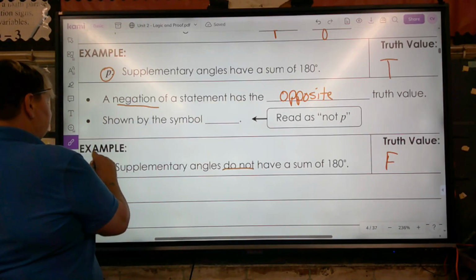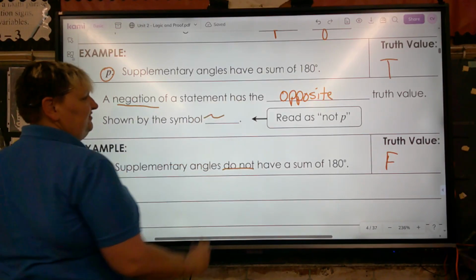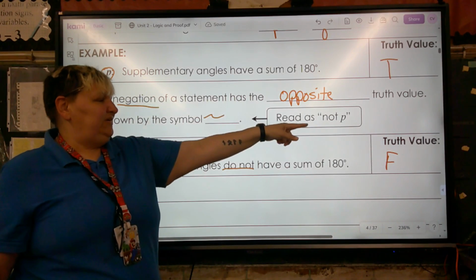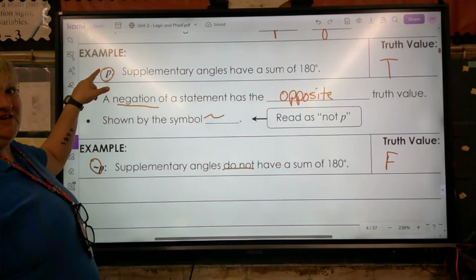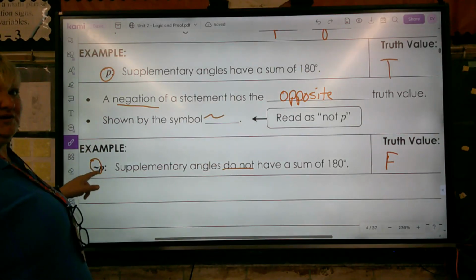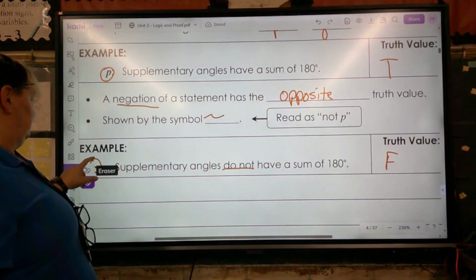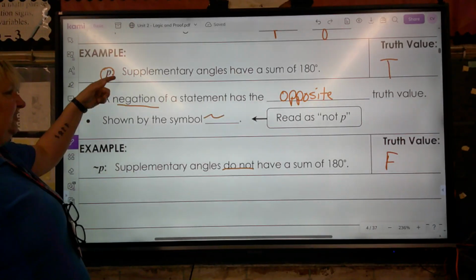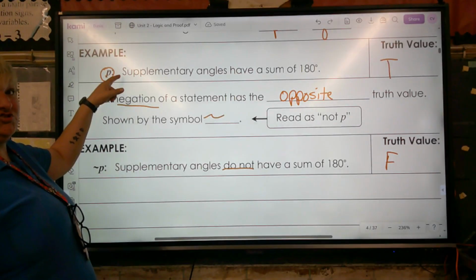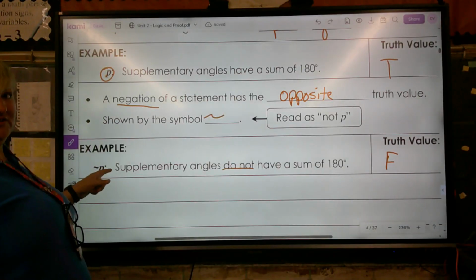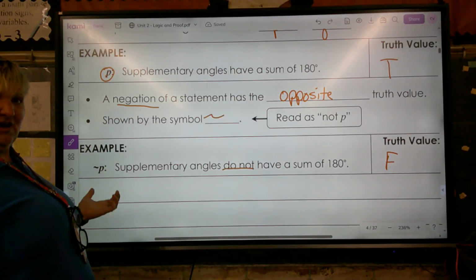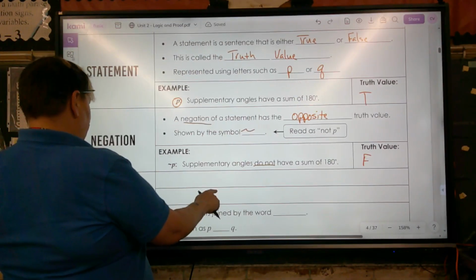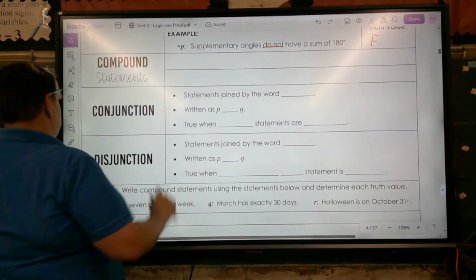As you can see, the symbol is this little doohickey, and it's read as not P. If this is P, then this is not P. If this is the original and it's true, this is not the original and it's false. It's the opposite.